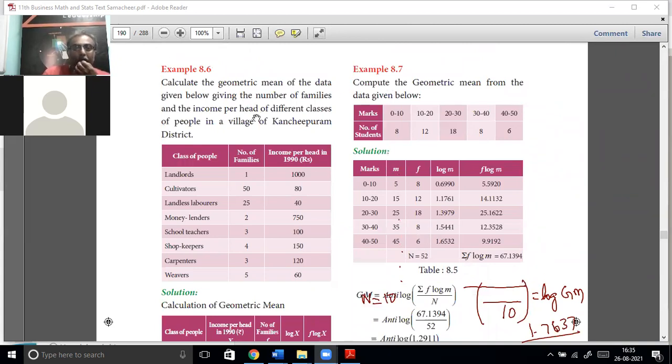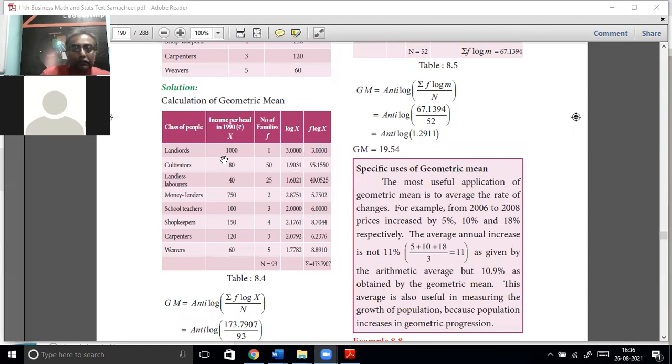Why? Because you are now getting frequency. What you are getting? You are getting frequency. This is F, this is X. So you have to rearrange it. Number of families, frequency, 50 families, 25 families, like that. So what you have to do, you have to rearrange this data like this. The landlord's income is 1,000, but frequency is only 1. Cultivator, the value X is 80, but frequency is 50, like that.